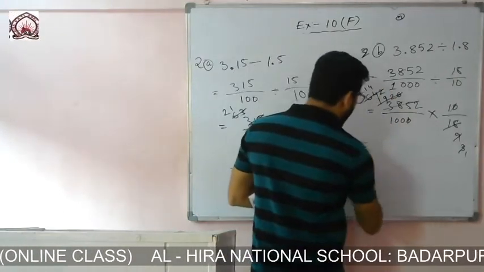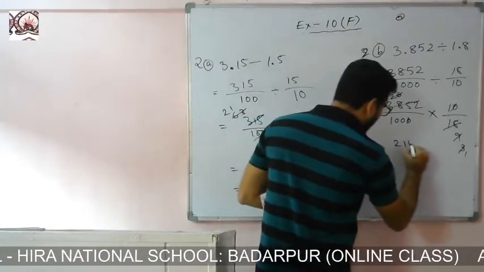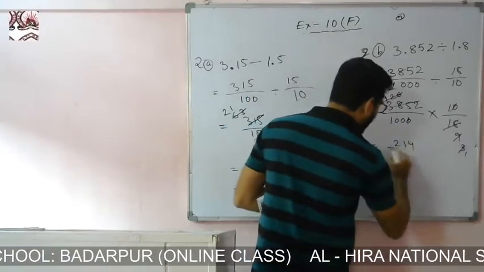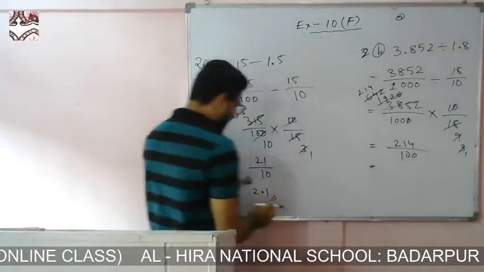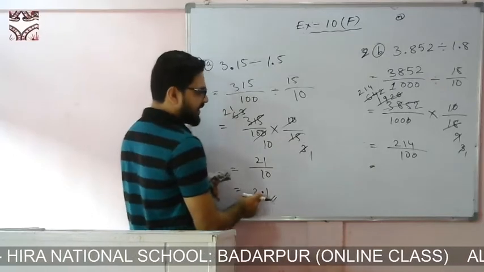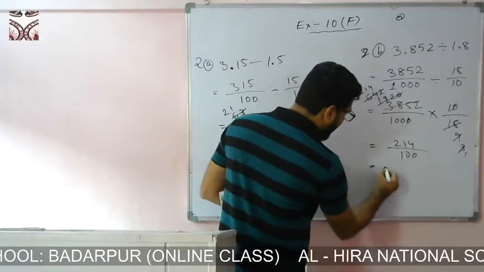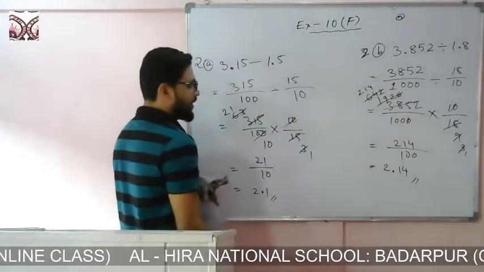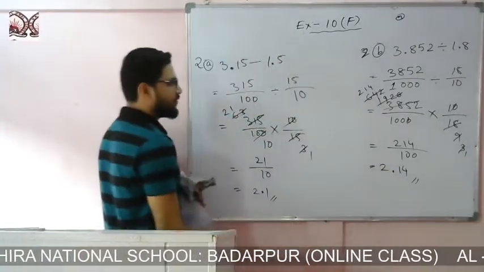So in the numerator we got 214, and in the denominator we got only 100. And all have been cancelled. Okay. So in the last step we had 10, so for that reason the point has been put before 1 digit. Here 2 zeros, that means before 2 digits. That means here the point will come. So we'll write 2.14. Okay. 2.14 is the required answer.